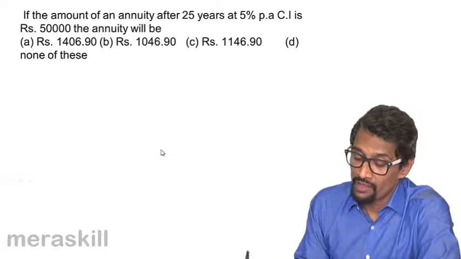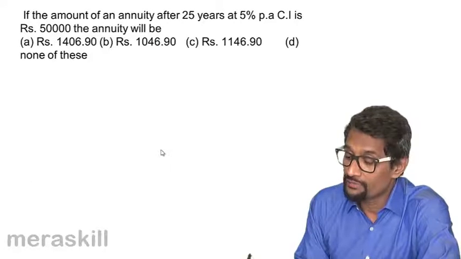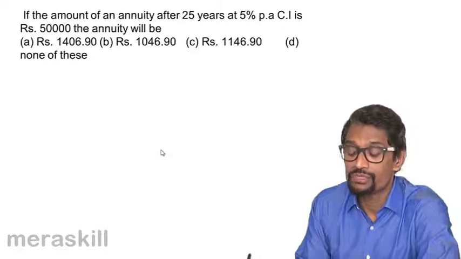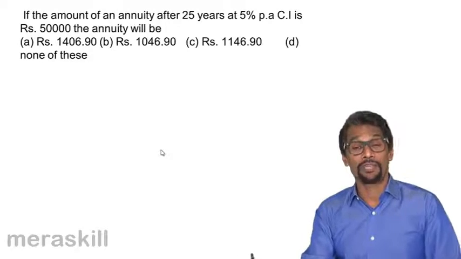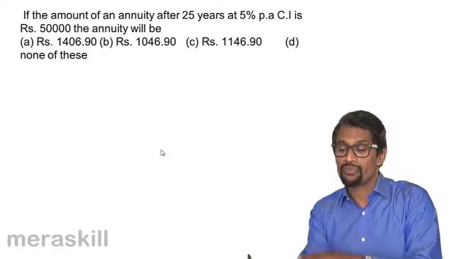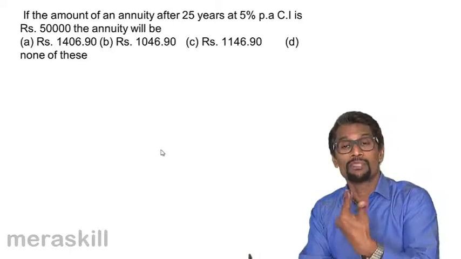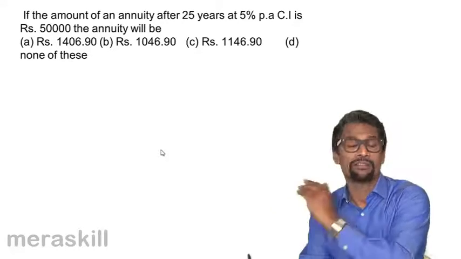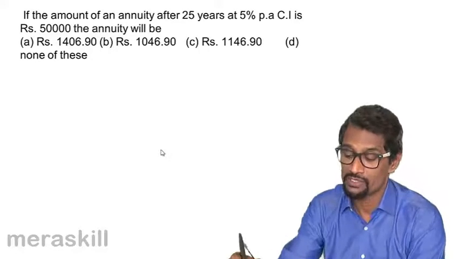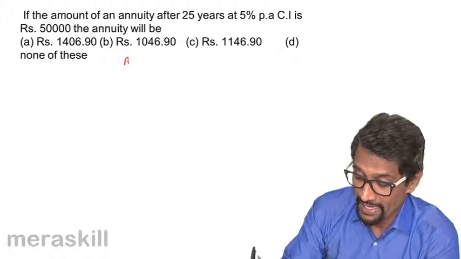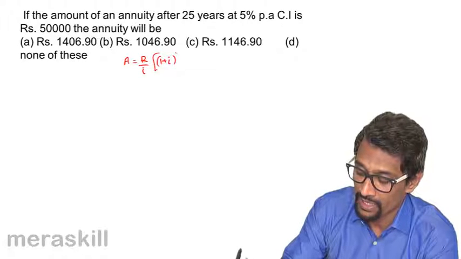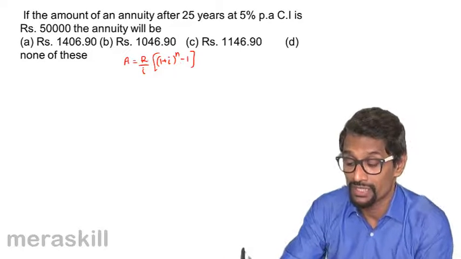Okay. If the amount of an annuity after 25 years at 5% per annum compound interest is 50,000, the annuity would be what? The amount of an annuity means you are depositing some amount now, and it has become 50,000 after 25 years. So we are not going to use the present value formula. We are going to use the future value formula, A is equal to R upon I into (1 plus I) raised to n minus 1. But watch it, we need to find out R.